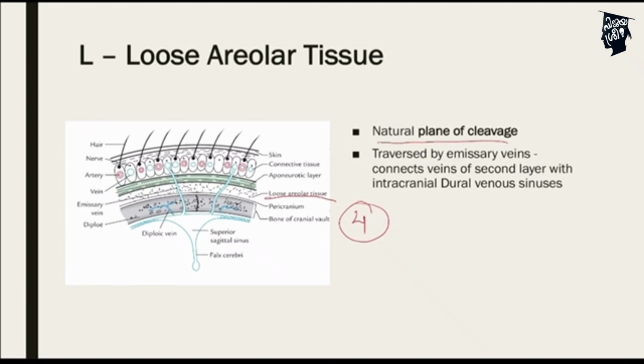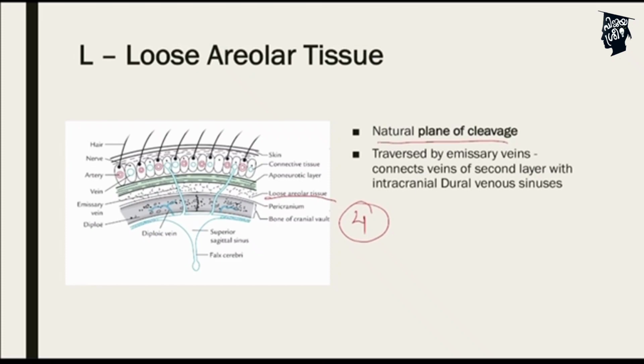plane of cleavage. The first three layers are firmly bound to one another, and they form what is called the scalp proper. And the scalp proper can be avulsed, or that is, it can be separated from the underlying loose areolar tissue. That's what we mean by natural plane of cleavage.